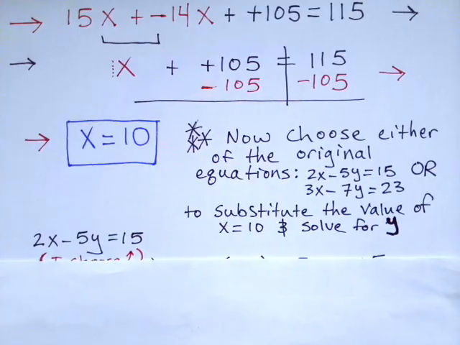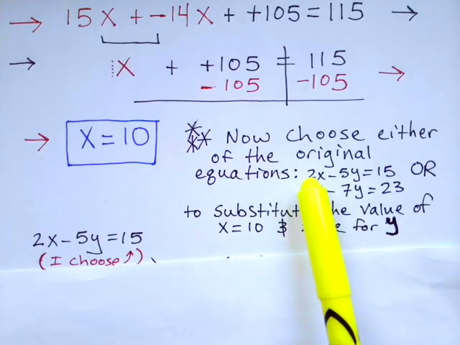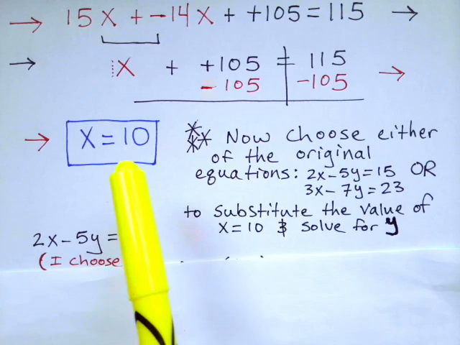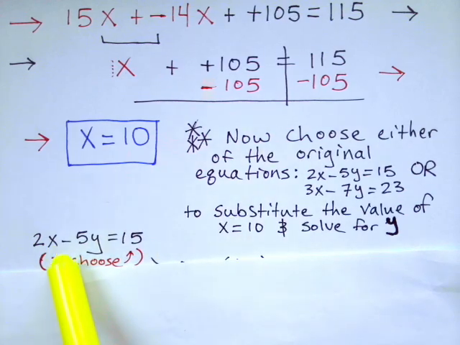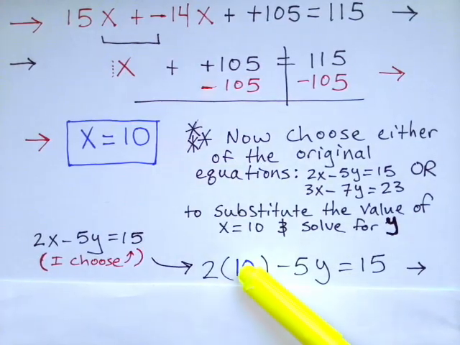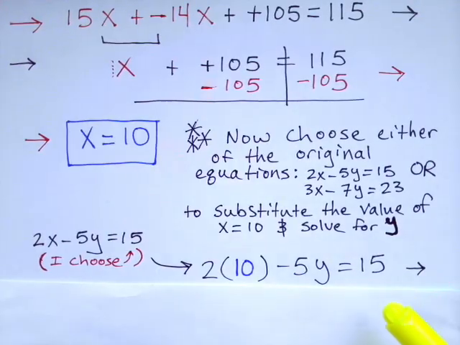Which one did I choose? I chose the 2x minus 5y equals 15. So I chose the top equation, and I'm going to substitute for x. I'm going to substitute that value of 10. Then I will solve for y. And I'm showing you that right here. 2 times x, or 2 times 10, minus 5y equals 15.